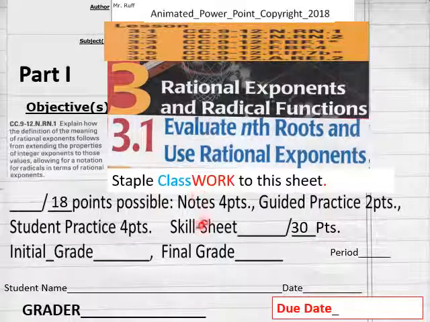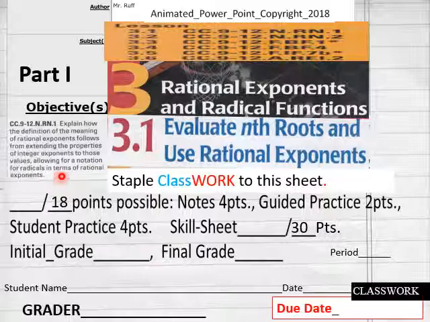Alright y'all, 3.1, evaluate nth roots and use rational exponents here. They'll walk you right through this. You got 30 points here for your classwork and 18 points for note-taking. There's a lot of note-taking here, so get your notes out, get your pencil out.